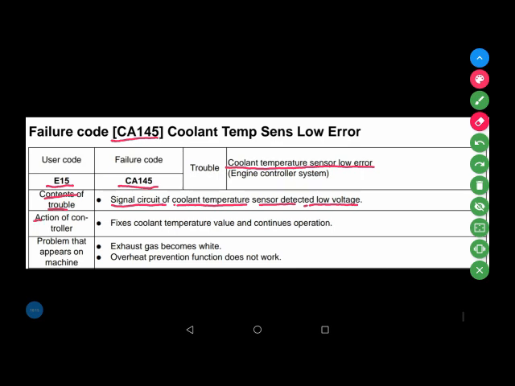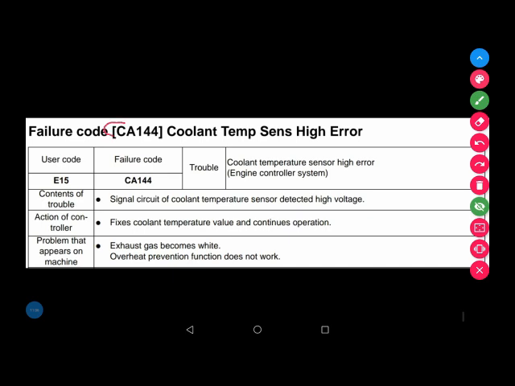And what is the controller action? The controller fixes the coolant temperature value and continues operation. What problem will appear on the machine? Exhaust gas becomes white and the overheat prevention function does not work.